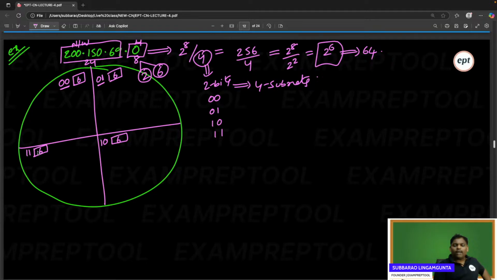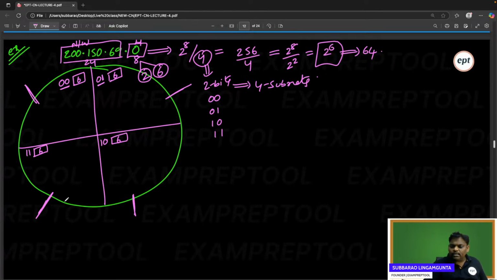I took one class C network which contained 256 IPs. I want to make it as 4 subnets, so I divide by 4. 256 by 4 means 2 power 8 by 2 power 2, which is 2 power 6, 64 IPs in one subnet. So if you want 4 subnets, 2 bits are required. With 2 bits, 4 subnets are possible: subnet 00, subnet 01, subnet 10, subnet 11. It is the first subnet, the second subnet, the third subnet, the fourth subnet. There are 4 subnets.